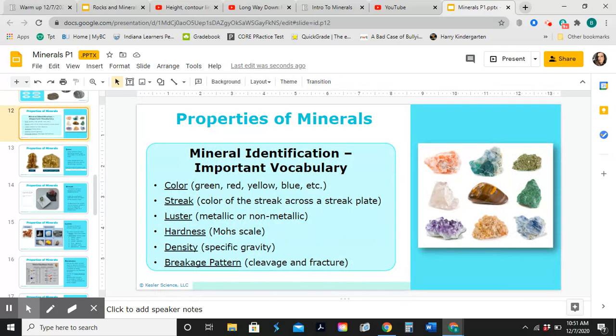The properties of minerals. Mineral identification is important vocabulary. We have color, which refers to the color of the mineral. Streak, which is the color of the streak across the plate. Luster, which is metallic or non-metallic. Hardness, which is Mohs hardness scale. Density, which is specific gravity. Breakage pattern, which is cleavage and fracture.